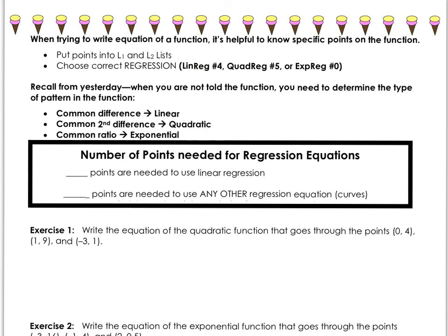So recall from the past, when you are not told the function, you need to determine the type of pattern in the function. When we have a common difference, it's linear. Quadratics have a pattern we've talked about in the past of a common second difference, and exponentials have a common ratio. The number of points needed for the regression equations is we need at least 2 for a linear regression because there's only one line that will go through 2 points, but we need 3 for any of the other types of regressions. And we'll do more of this tomorrow.